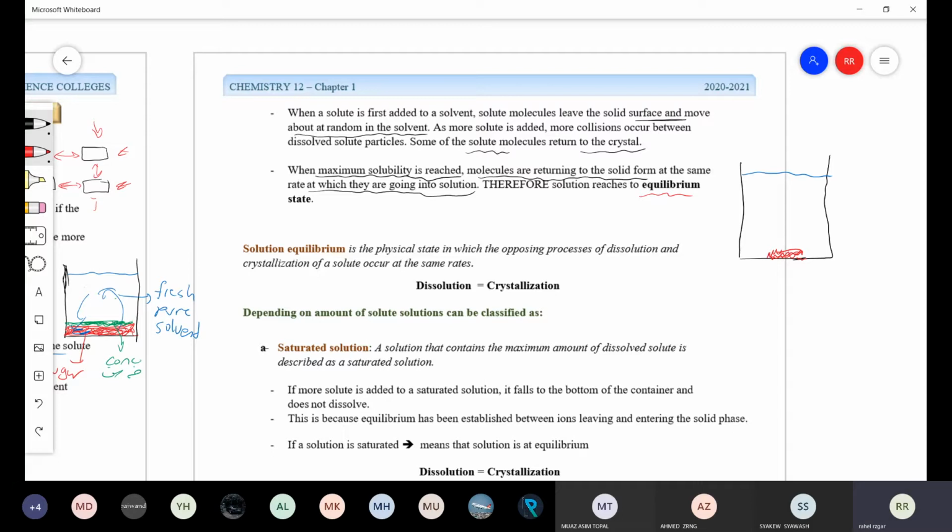All right? So it's not the same people inside your room. The persons are changed, but it's still 15 people. Same thing is happening here. And let's come back to chemistry now. Let's come back to solution.